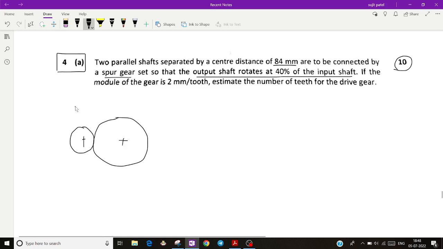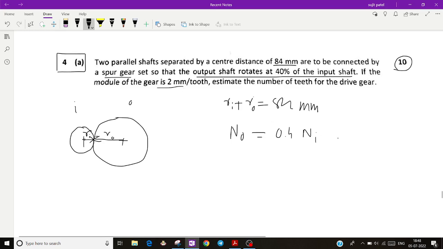So here I am denoting input as I and output as O. What is the center distance? That is Ri plus Ro. That is called center distance. So we have one value given, Ri plus Ro as 84 mm. And the output shaft speed No is 40%, that is 0.4 times Ni.